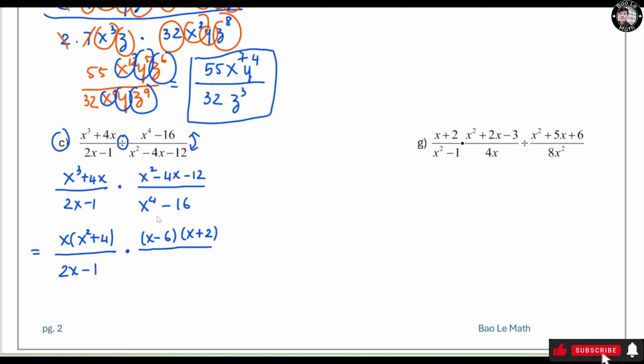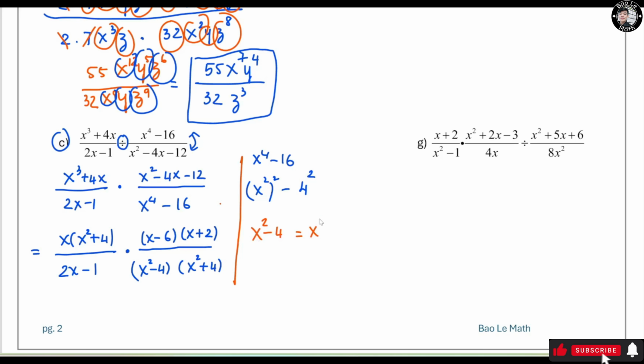The bottom right here, you're going to use the difference of two squares, right? So s to the 4 minus 16 can be written as s squared all squared minus 4 squared, right? So it could be s squared minus 4 times s squared plus 4, right? But s squared minus 4 can be written as s squared minus 2 squared, right? So it could be s minus 2 times s plus 2, right? So I replace this one right here with this one.